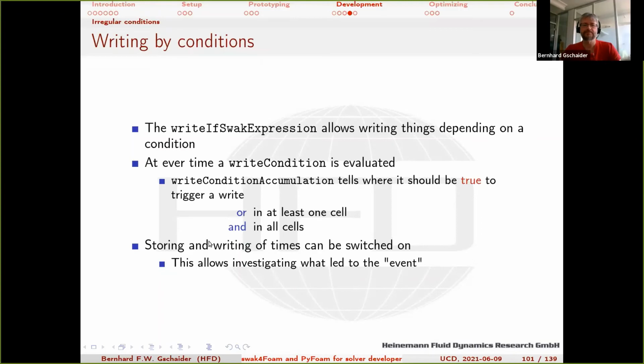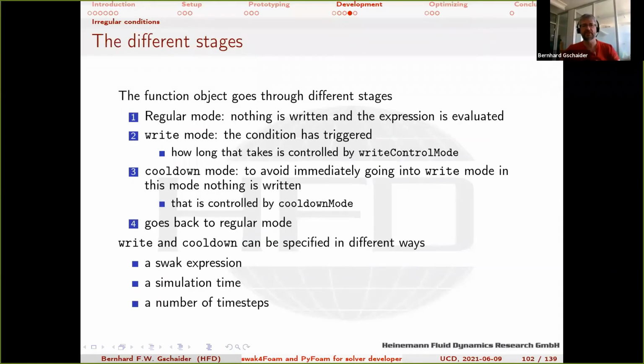What it can also do is store and write times before such an event. So if there is a temperature spike in your simulation and you want to catch it with this function object, you can say, I want the 10 time steps before the temperature spike, because usually that's where the interesting stuff happens. I wrote cells here, but you can evaluate patch values, you can evaluate probes, you can evaluate anything that swak4Foam can probe.